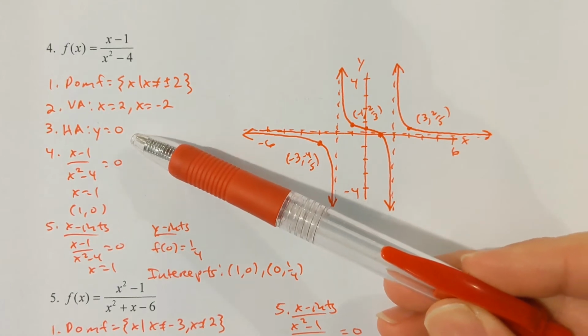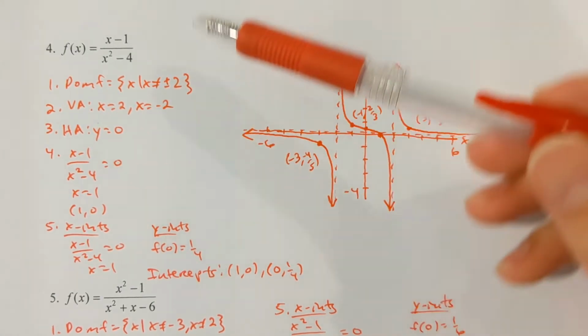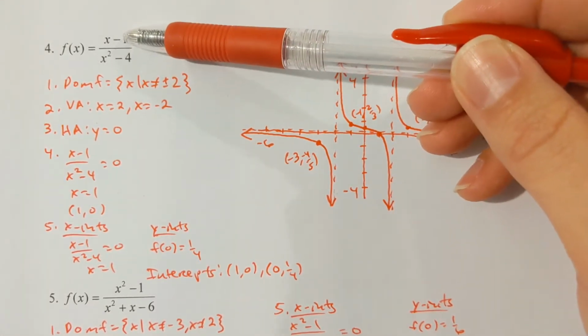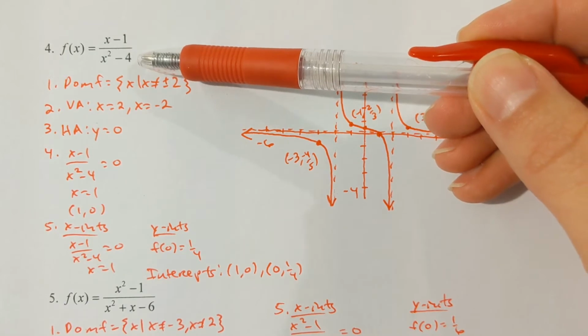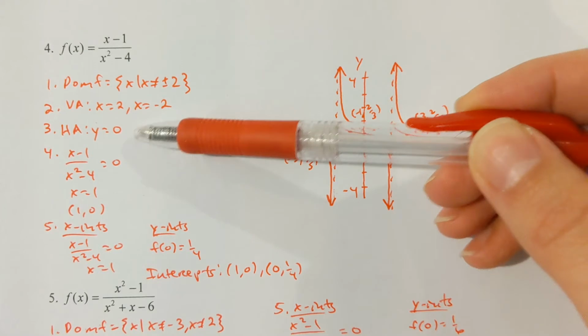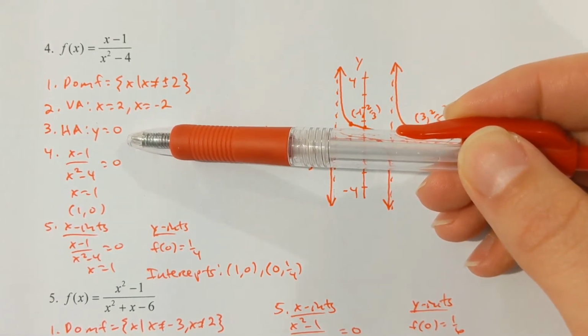Step 3 is to get the equation of the horizontal asymptote. When we compare the degree of the top to the degree of the bottom, we have a degree 1 polynomial divided by a degree 2 polynomial. Whenever the degree of the top is less than the degree of the bottom, y equals 0 is a horizontal asymptote. There's not really any work to do. You just write y equals 0 in that particular case.